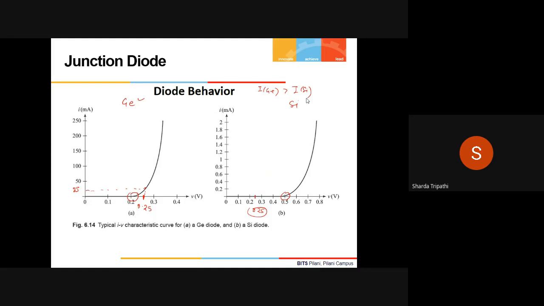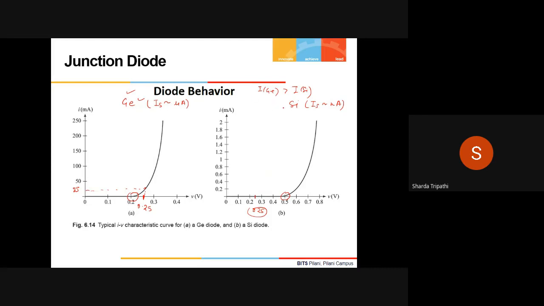So is it a good thing or a bad thing? One can say that okay, for a given voltage I am getting more current in the germanium diode, so let me prefer germanium over silicon. But this is not true. Why is this not true? Because of the reverse saturation current. So we have already seen that for germanium, reverse saturation current is on the order of microamperes, whereas for the silicon diode, the reverse saturation current is on the order of nanoamperes.